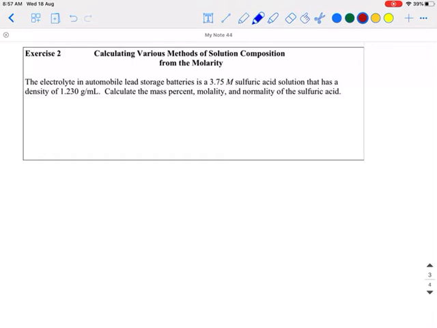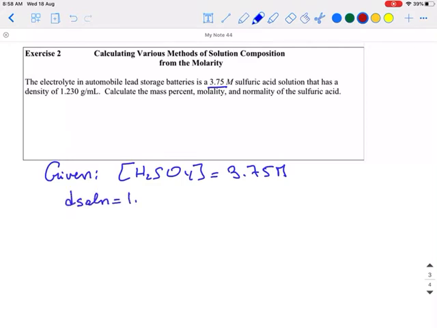So now we want to calculate various methods of solution composition from the molarity. Let us start. The electrolyte in automobile lead storage batteries is 3.75 molar sulfuric acid. So we will start writing: given the concentration of sulfuric acid is 3.75 molar. That has a density, so the density of the solution is 1.30 gram per milliliter.